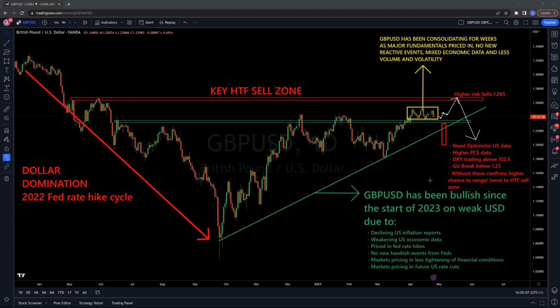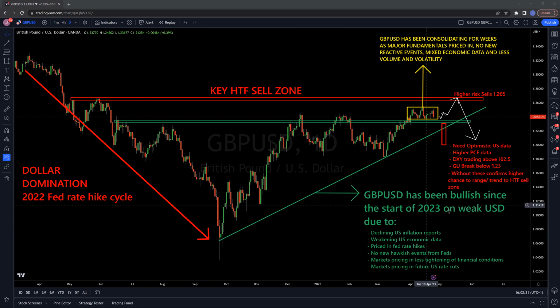Now, looking here on GBPUSD on the daily, we all understood why during 2022 GBPUSD was so bearish, as the Federal Reserve did their most aggressive rate hike cycle in history, starting the dollar domination phase. Now, what we have seen from 2023 onward is GBPUSD respecting higher time frame bullish structure.